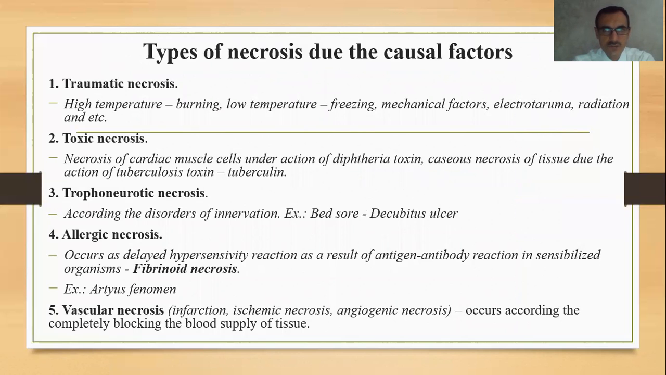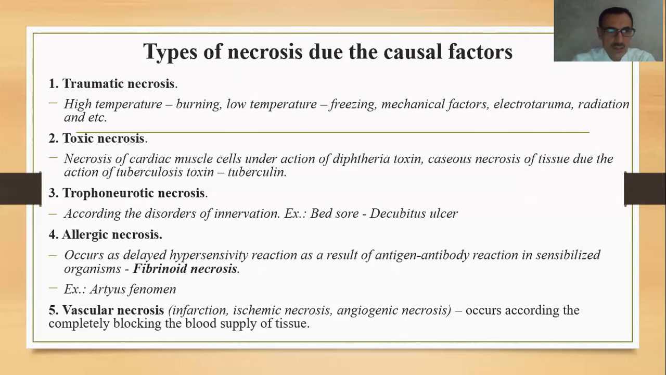There are some classifications of necrosis. First, the types. There are some types of necrosis regarding the etiological or causal factors. First, traumatic necrosis that develops after the effect of high temperature, burning, low temperature, freezing, or mechanical factors, electric trauma, radiation, etc. Then, second one, toxic necrosis. Necrosis of, for example, cardiac muscle cells under the action of diphtheria toxins, the caseous necrosis of tissue due to the action of tuberculosis toxin, tuberculin.